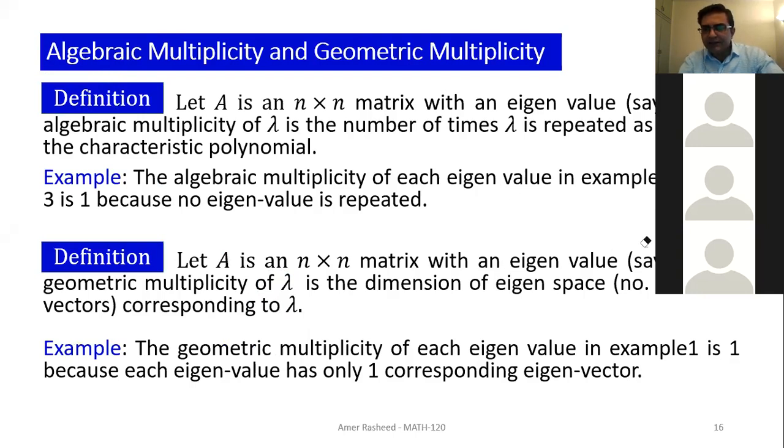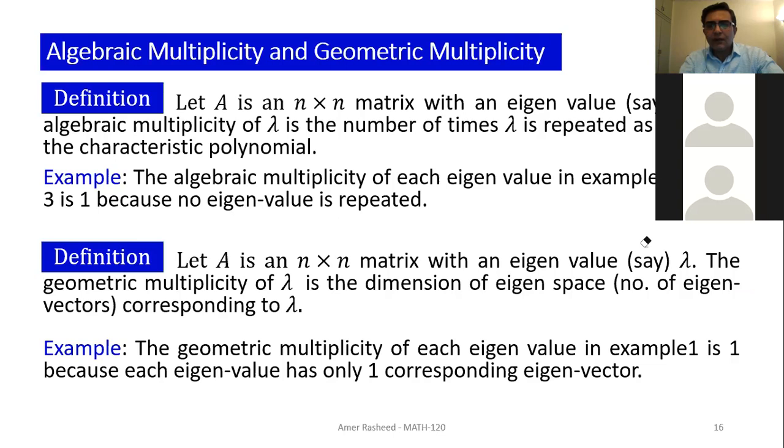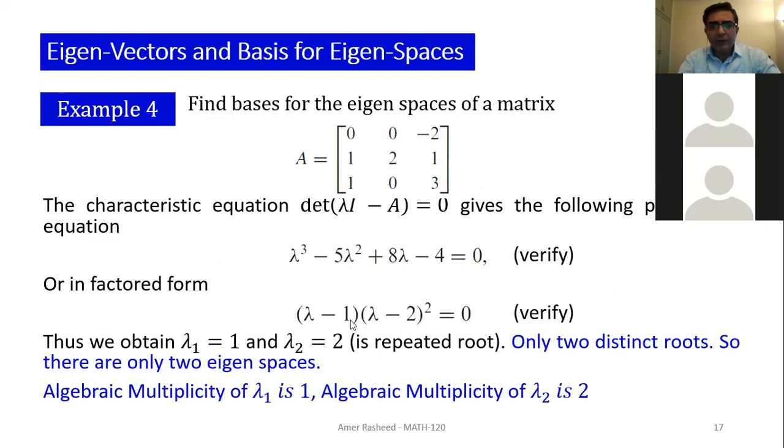Some other person has raised the hand. Go ahead, ask your question. Sir, can you please repeat what is the difference between algebraic and geometric multiplicity? Algebraic multiplicity is the number of times lambda is appearing as a root. I told you. You got it? How many times is lambda repeating in this characteristic equation?